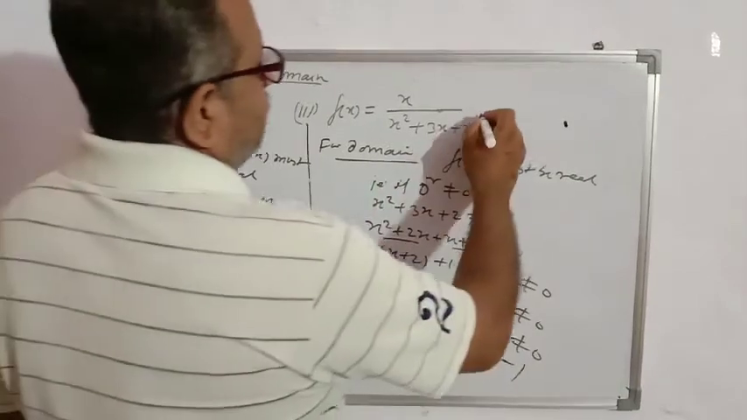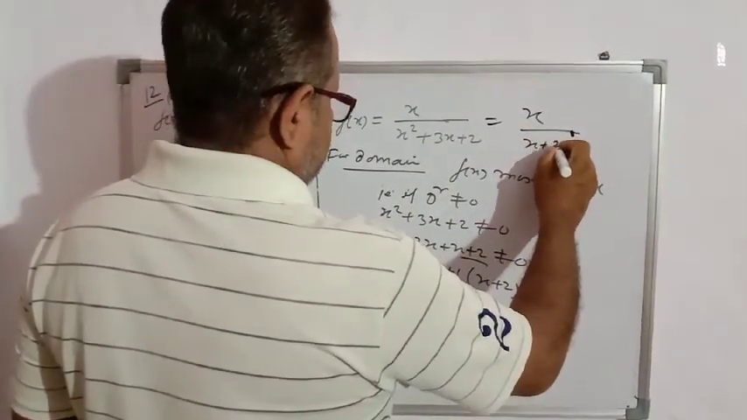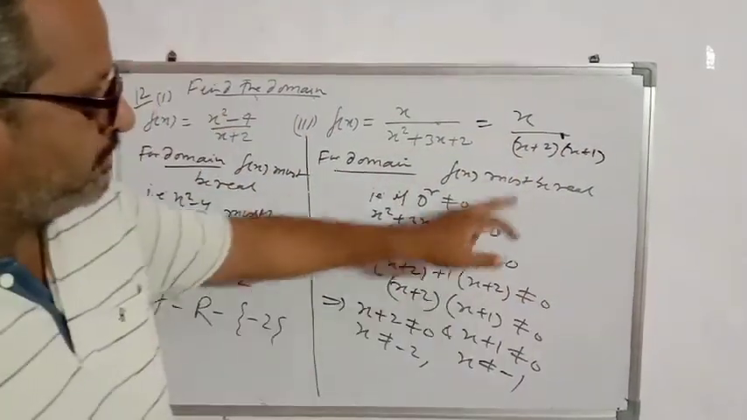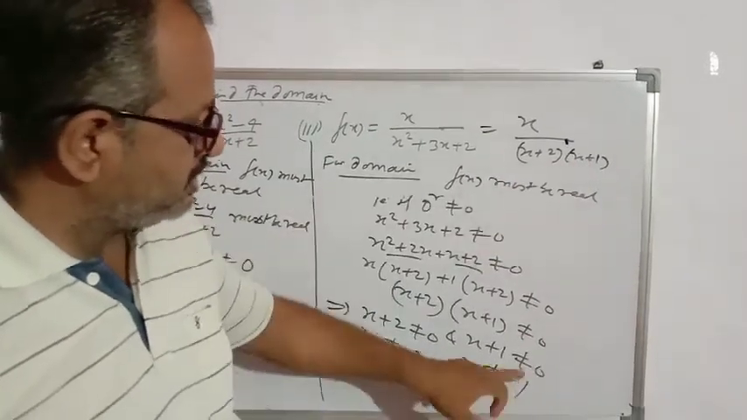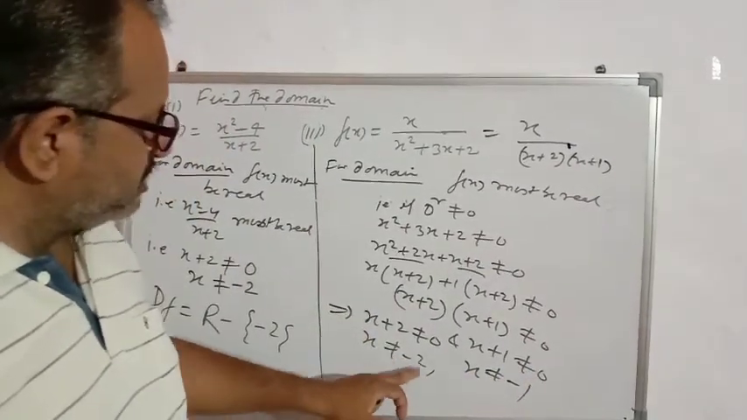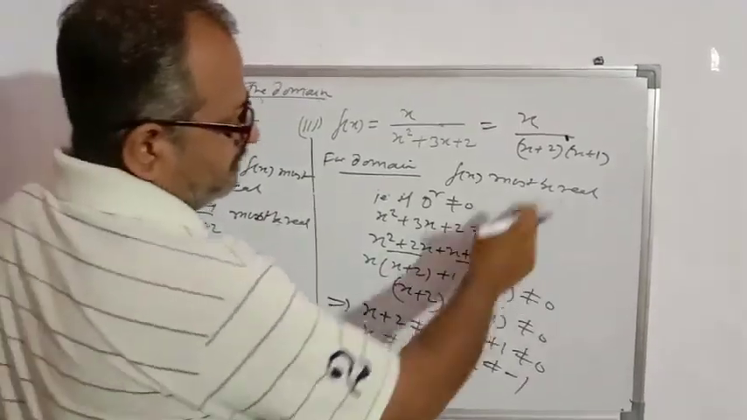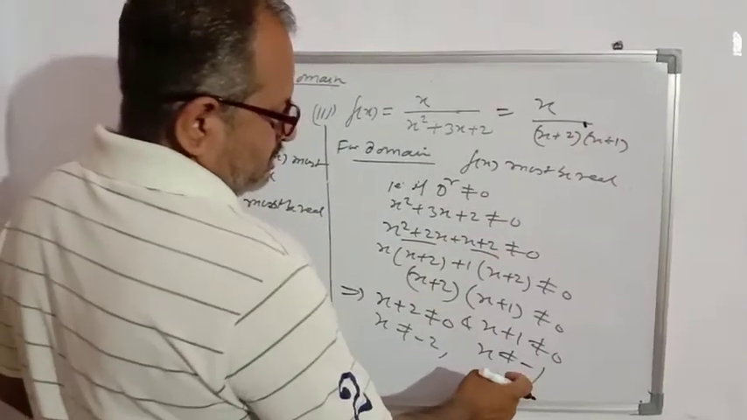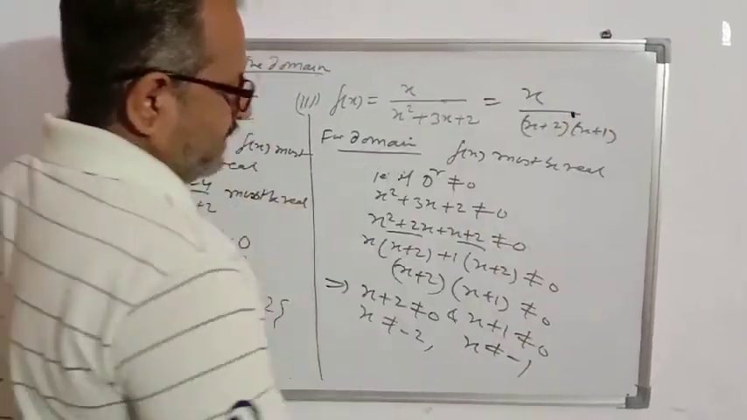So when we factorize it, it will come x plus 2 and x plus 1. The denominator should not be 0, means x plus 2 not equal to 0, x plus 1 not equal to 0. We are getting x not equal to minus 2, x not equal to minus 1. Because if x is minus 2, it will be 0, and 0 means undefined. If x is minus 1, x plus 1 is 0, so it will again be undefined.